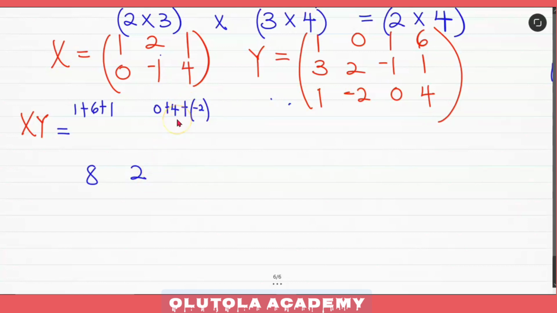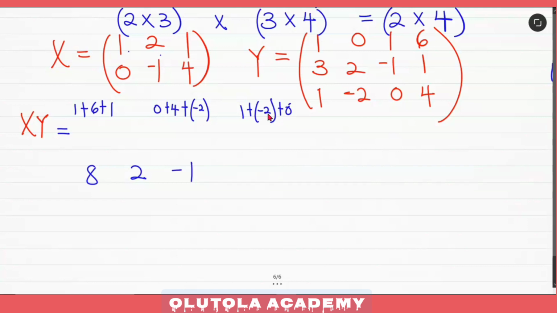So we go again, we multiply this same row by this third column here. If we do that, we are going to have again 1 times 1, that will give us 1. 2 times minus 1, that will give us plus minus 2. Then we have 1 times 0, that will give us plus 0. So if we do this all together, that should give us negative 1.